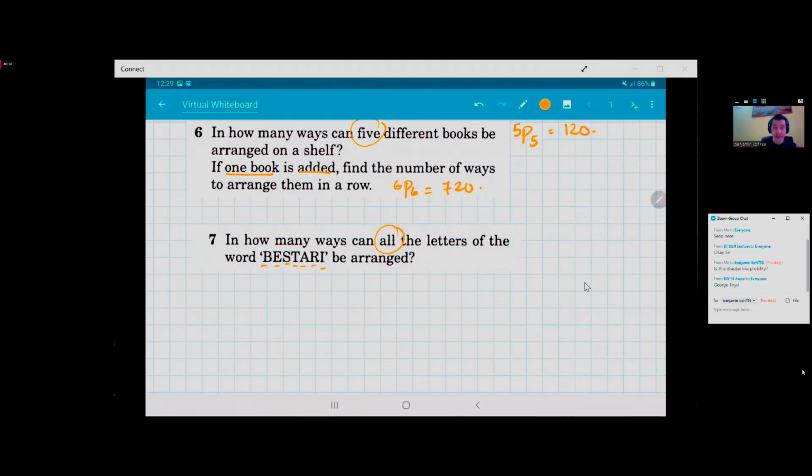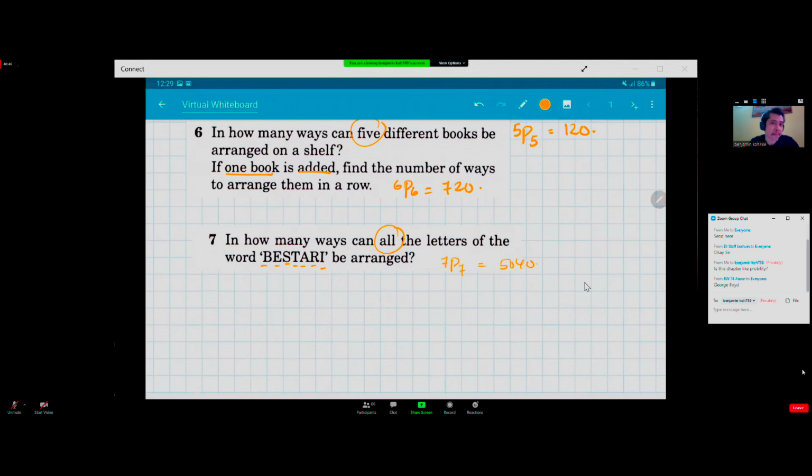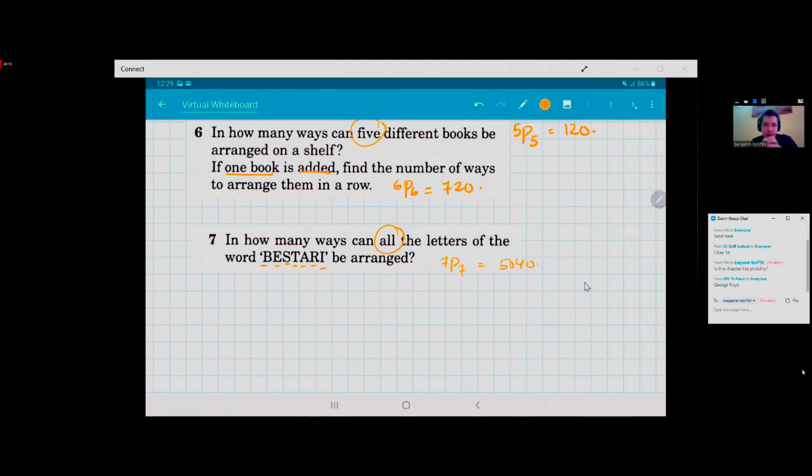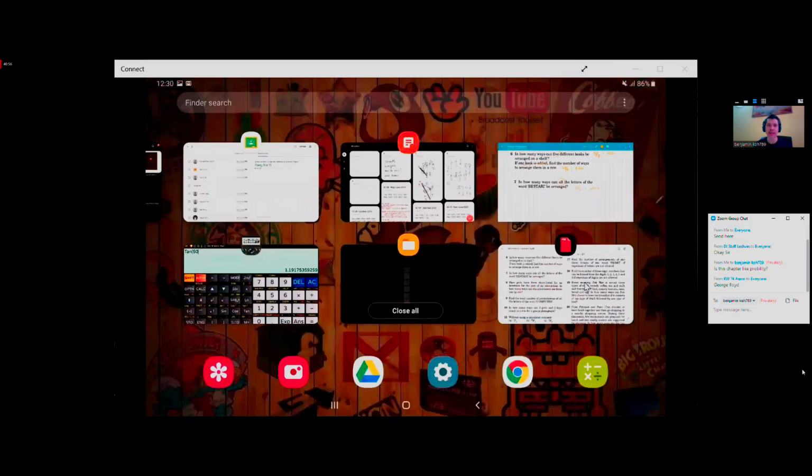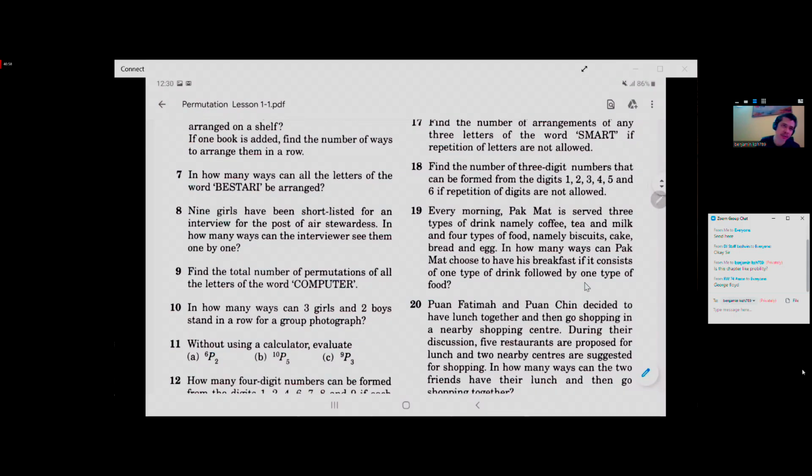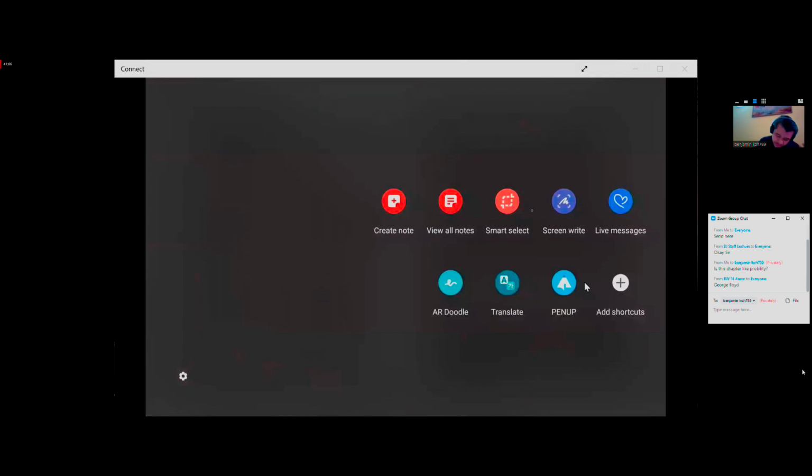So 7 letters, that means it'll be 7P7. And then again, you get 5040, okay? Clear? Okay, so I think you guys already understand a little bit about your permutation for now, okay? So now, question number 9, I won't do, because number 9 and number 7 lebih kurang sama. Just now the word given to you was Bestari in number 7, in number 9 they give you the word computer. That's all. Okay. But let's take a look at question number 8.